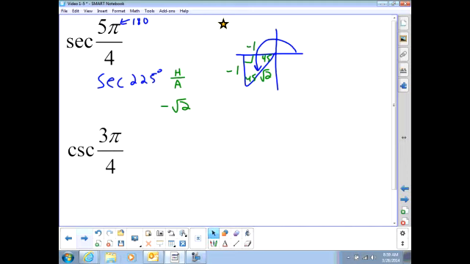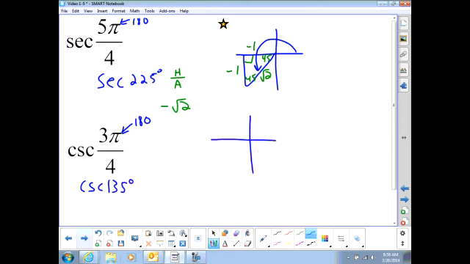For the other one, cosecant, we'll put in 180 for pi. 180 divided by 4 is 45. 45 times 3 will give us 135 degrees. Off to the side again, 135 would be in the second quadrant. If here to here is 135, we're 45 short of 180.